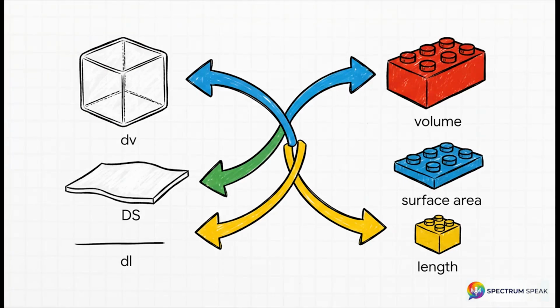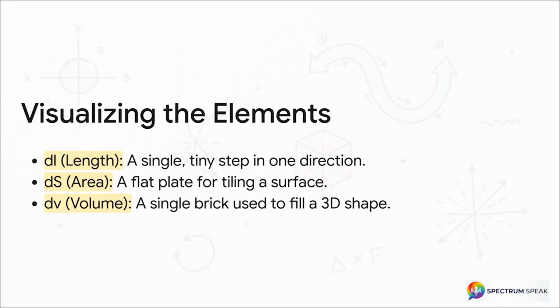So here it is. This is the mental shift that's going to make everything just click. From now on, I want you to think of these differential elements like Lego bricks. It sounds simple, I know, but it's a super powerful way to make this abstract stuff totally tangible. Let's break it down using that analogy. Differential length, or dl, that's like one of those tiny 1x1 Lego pieces. It just represents a single tiny step in some direction.